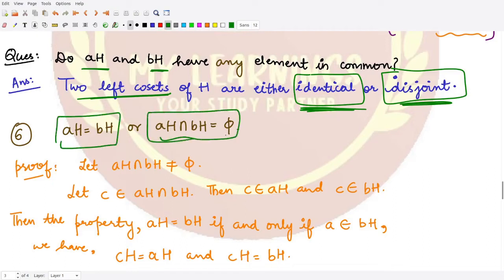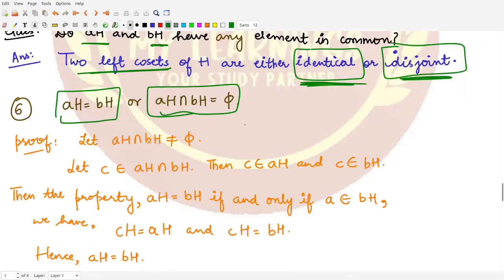That means they do not have any element in common and hence they are disjoint to each other. For the proof, if AH intersection BH is empty, then we are done and the result is proved. So suppose that this is not empty. Then it would definitely contain some element. Let's call that element C. So let C belong to AH intersection BH.